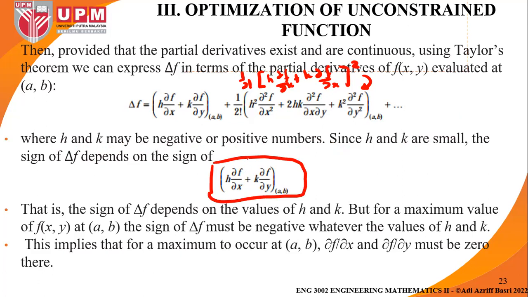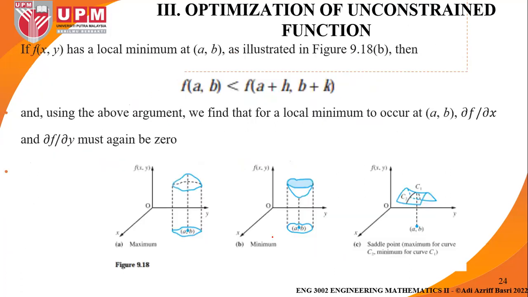So the sign of delta f depends on the value of h and k. But for the maximum value of function f(x, y) at a and b, the sign of delta f must be negative whatever the values of h and k. So this implies the maximum occurs at a and b, where delta f over delta x and delta f over delta y must be 0. So if f(x, y) has a local maximum at a and b, it is illustrated in the figure.